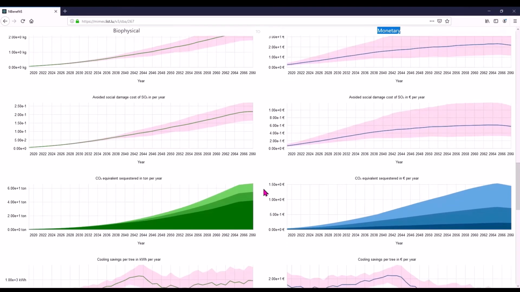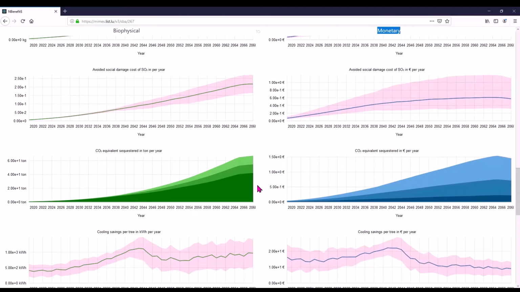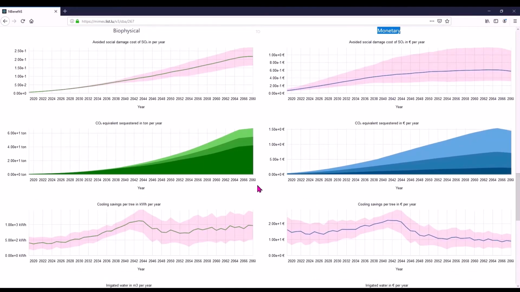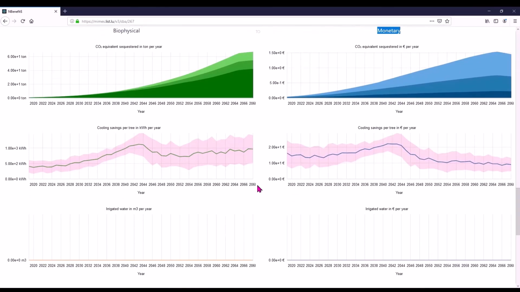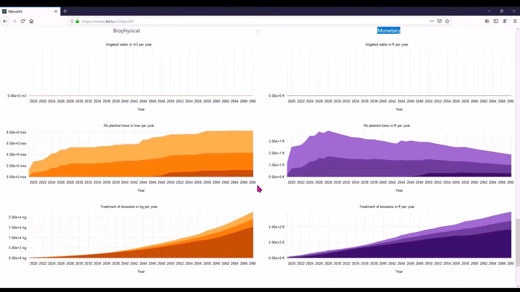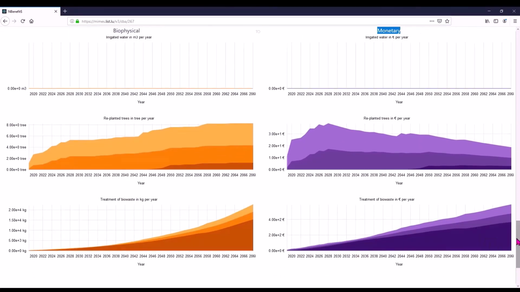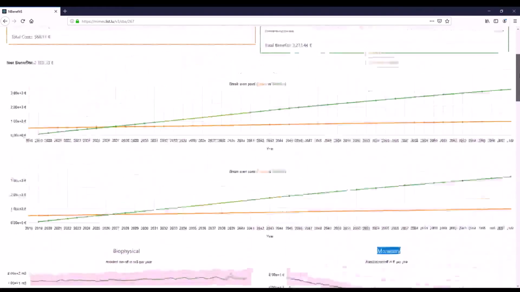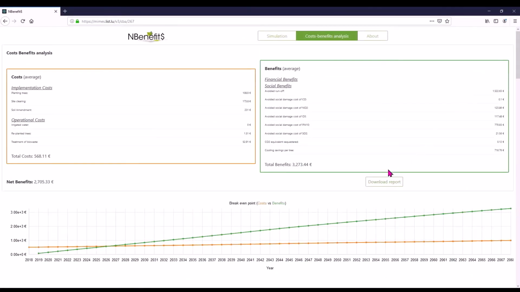Air regulation services are mostly considered in the decision support model, and some outputs are provided as accumulated values, such as for CO2 sequestered. Since nature-based solutions are long-term interventions, NBenefits models their behavior, including growth, death, and seasonal processes such as leaf senescence, assuming an average operational life of at least 50 years, as illustrated on the graphs.